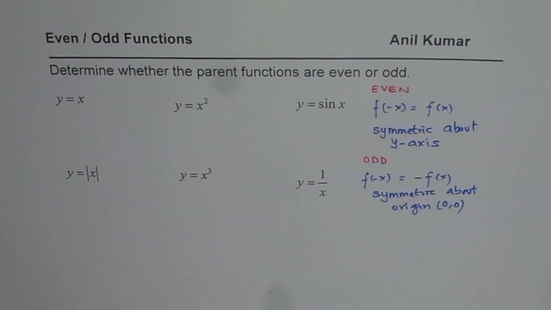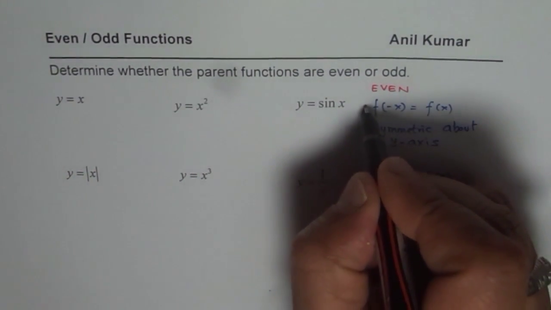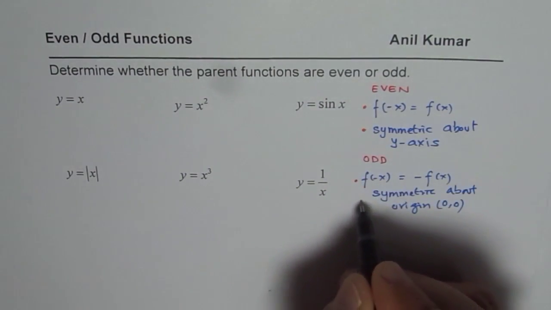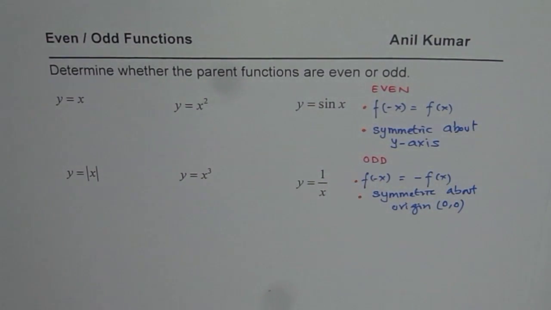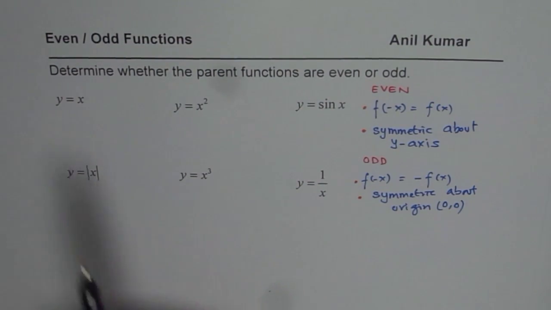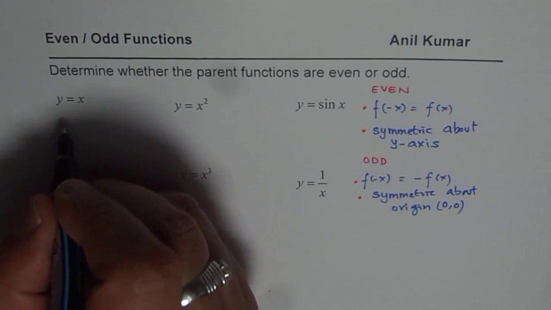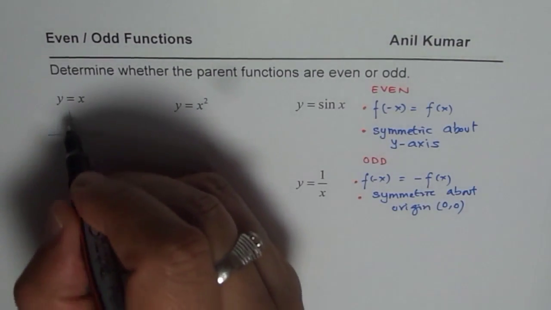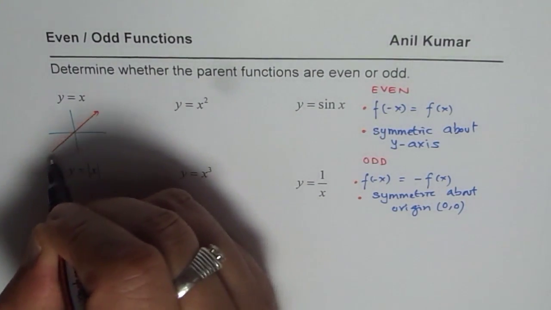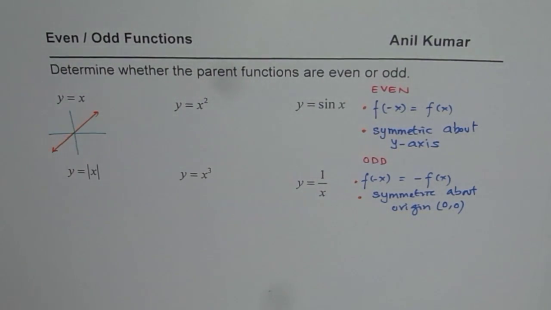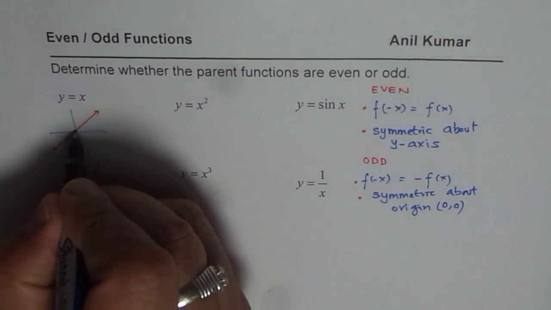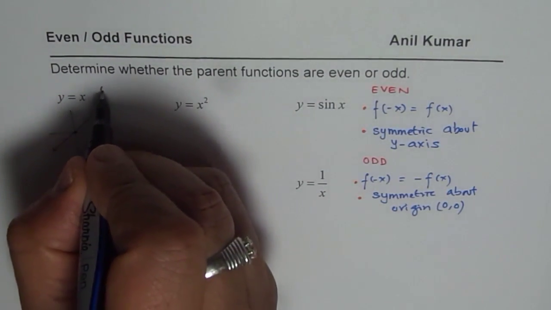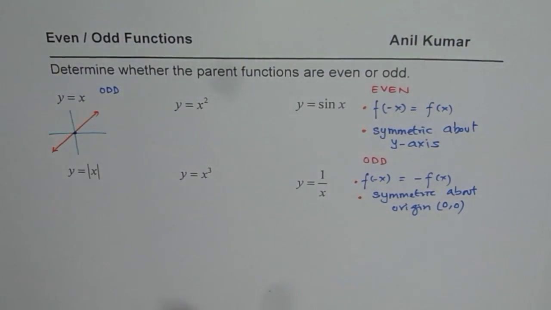So these are the two major characteristics which help us to figure out whether the function is even or odd. If these characteristics are not matched, then the function is neither. Okay, so let's begin from the very first parent function, which is a straight line. So let me make a small sketch and then we'll figure it out. A straight line is symmetric about the origin, and so we say this is an odd function. This is one way of saying it.